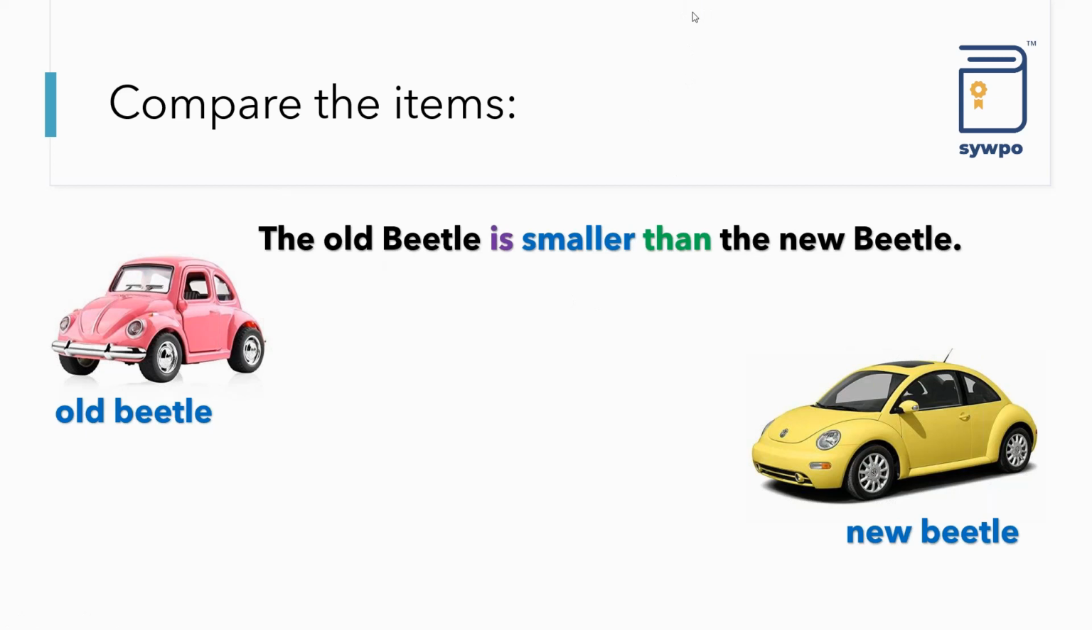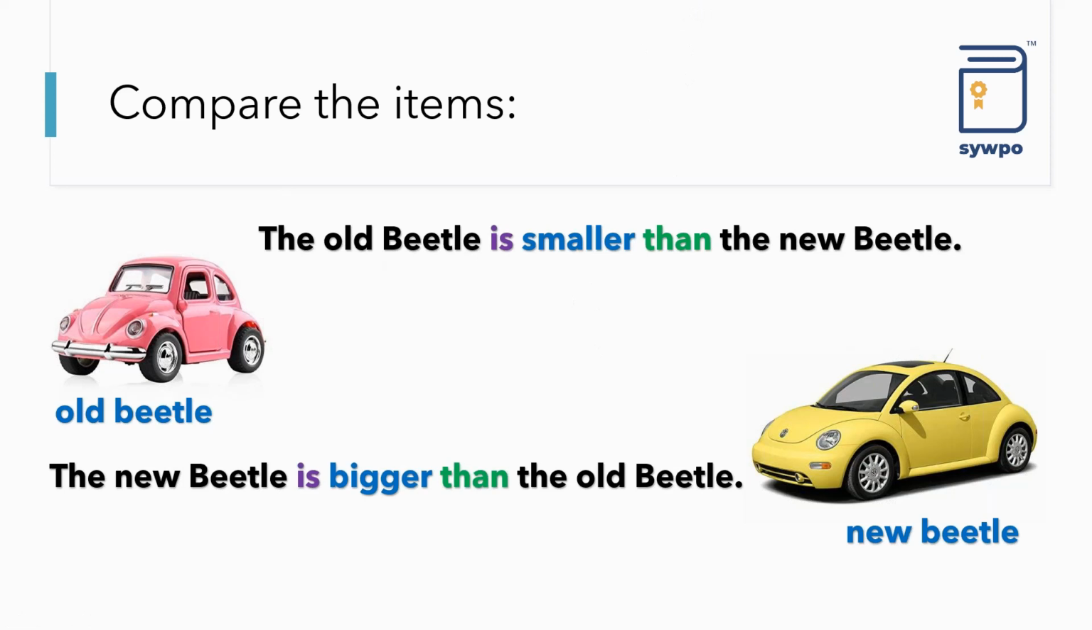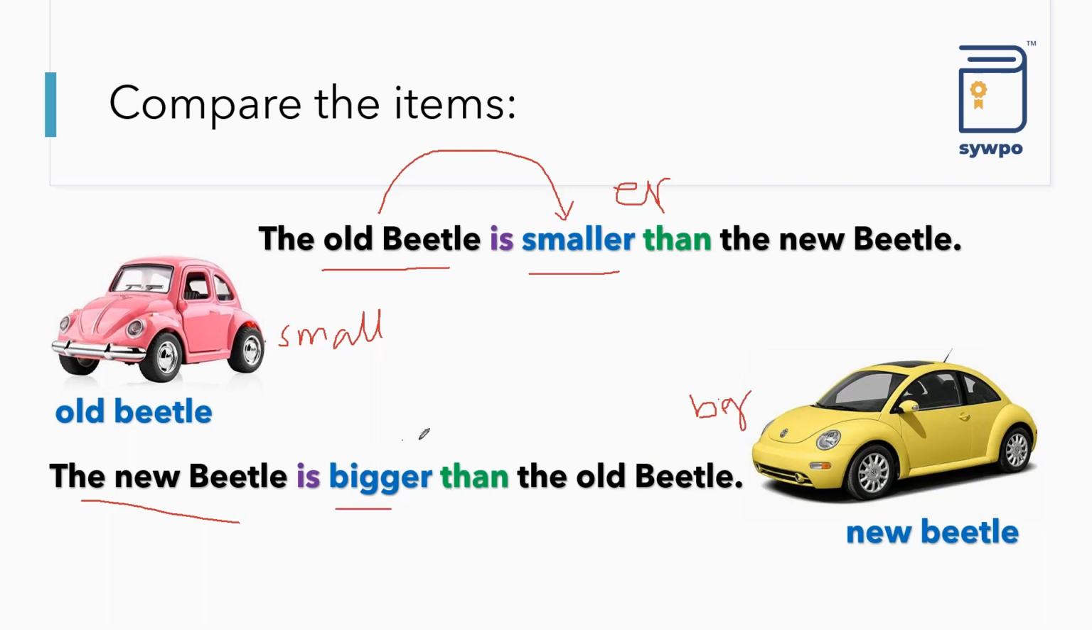But I can also write it the other way, and that is, I can say the new Beetle is bigger than the old Beetle. When you compare the two, if you write the old Beetle first, which is small, then it should be written with er here. And if you write the new Beetle first, which is big, then the word big will be adding er. Very good, Bushra. New Beetle is bigger than the old Beetle.